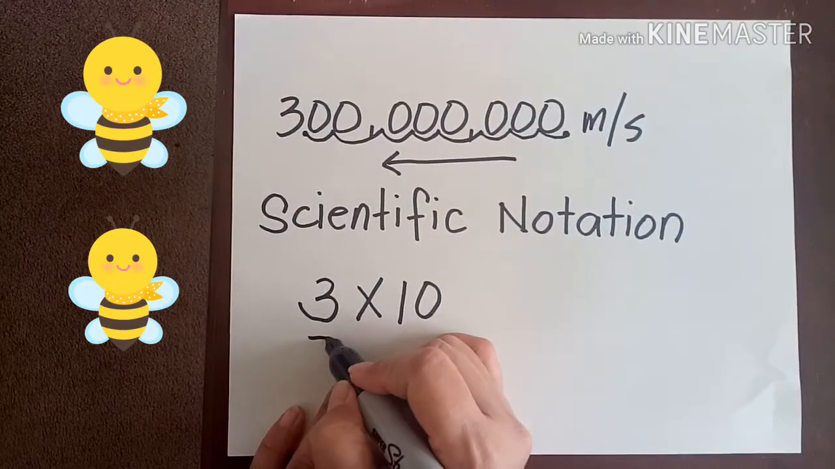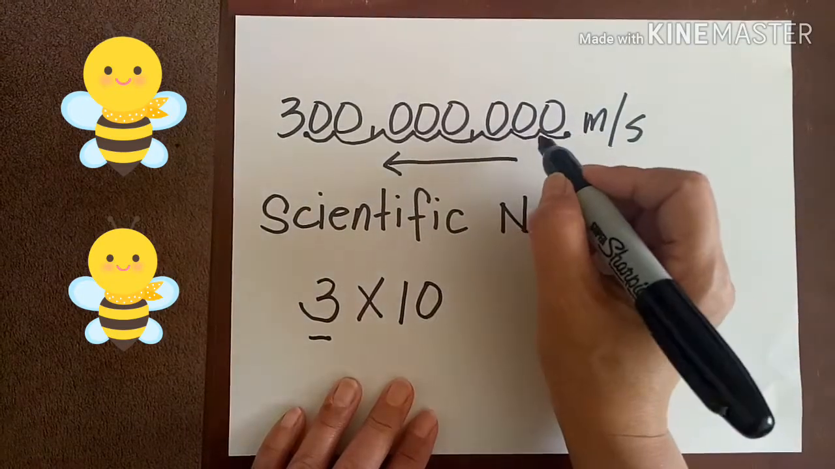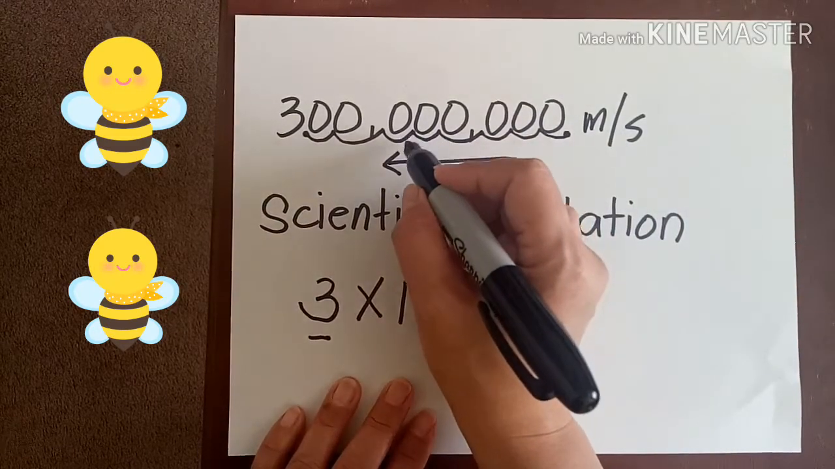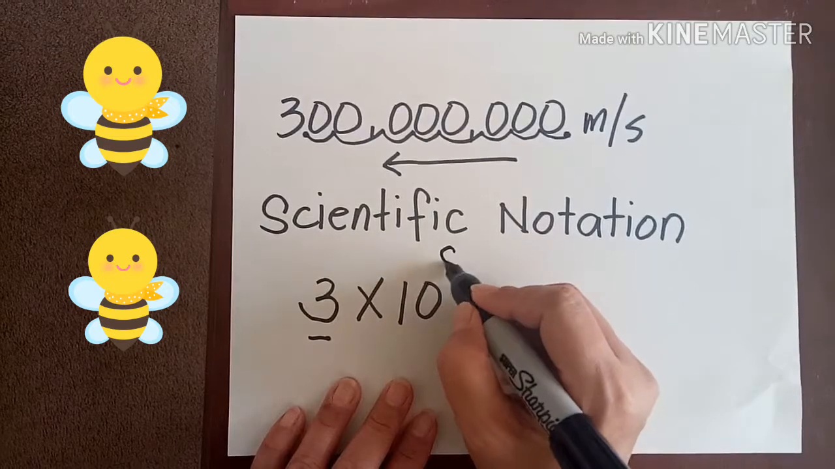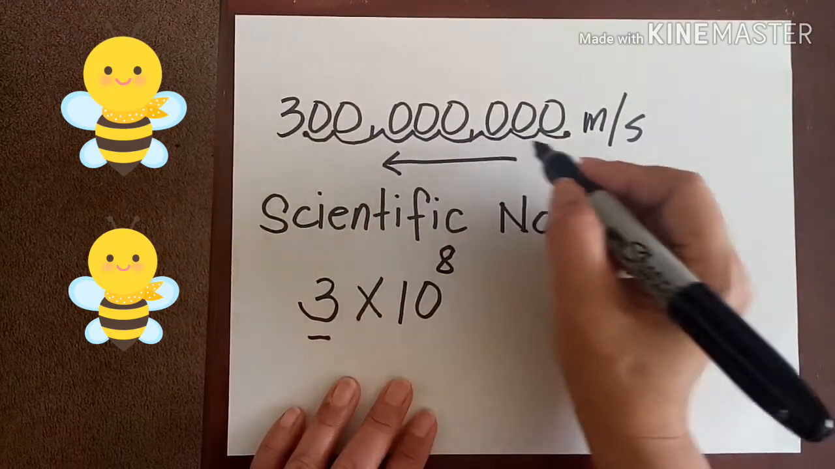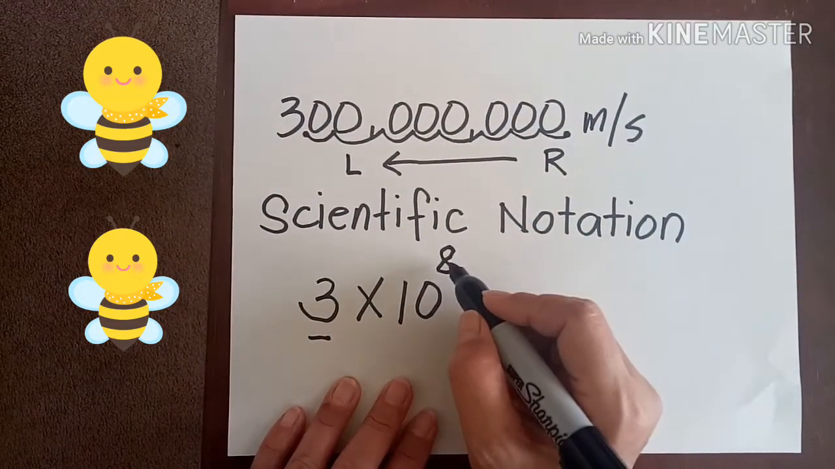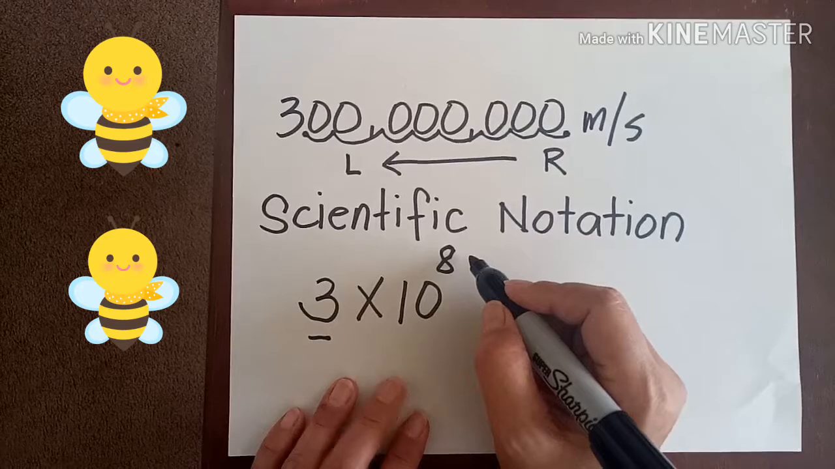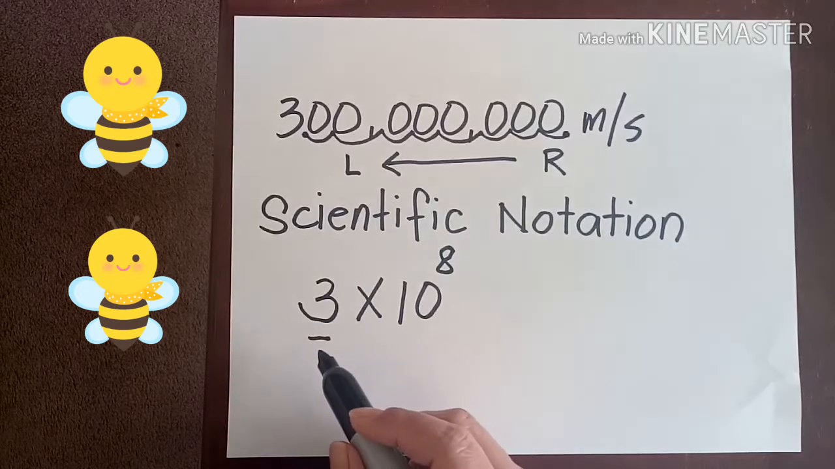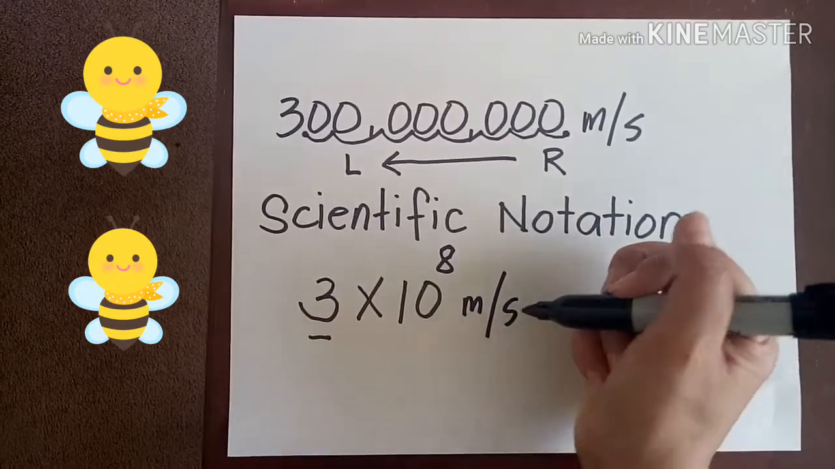So I'm gonna write here 3 because that is the non-zero digit, and I'm going to write the power of 10 here. How many places did I move the decimal point? That is 1, 2, 3, 4, 5, 6, 7, 8. So I'm gonna write 8 here as the exponent, and since I moved this decimal point from right to left, the exponent should be positive. So 300 million meters per second in scientific notation is 3 times 10 to the 8 meters per second.